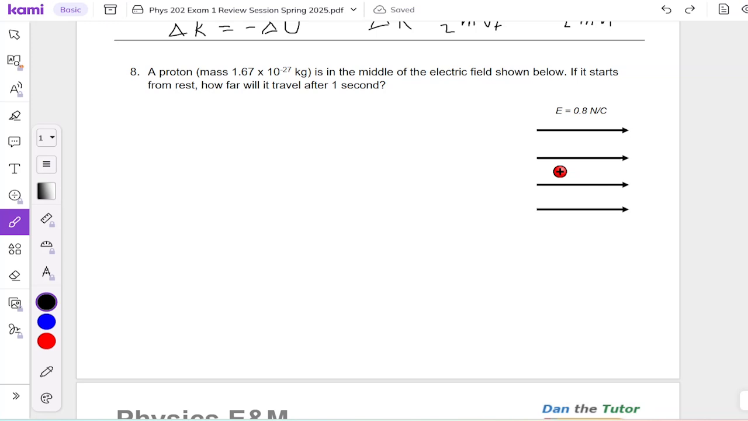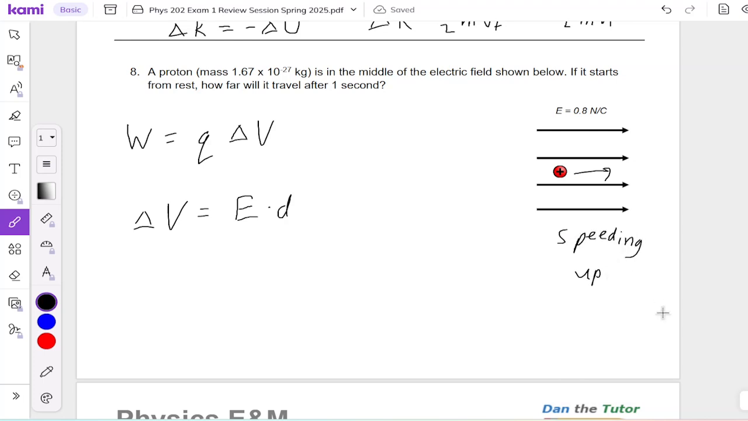And here's why. Because I get to say work equals Q delta V. And I know from what I said earlier, delta V equals negative E times D. But again, I'm ignoring that. I'm ignoring the negative sign because, I mean, look at this proton. This proton's definitely going to be going this way. It's definitely going to be speeding up because it's going the way it wants to be going. So I can ignore the negative sign because I know everything's going to be positive here, basically.